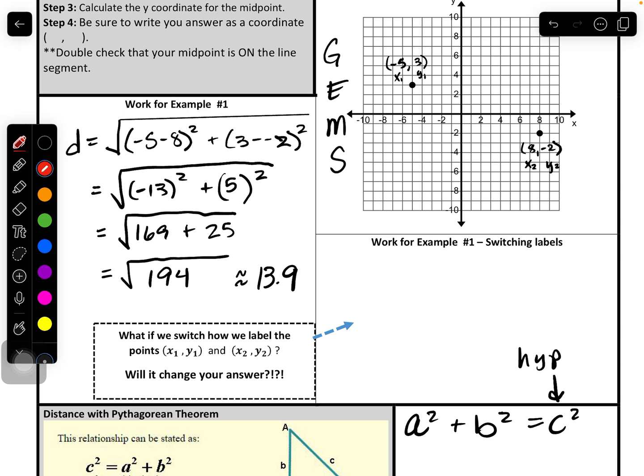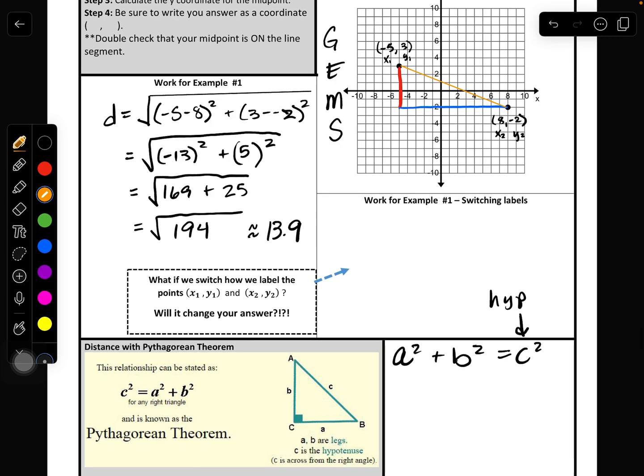Now, what we need to do then is to form a right triangle with the 2 points that we were given. So we're going to draw a line from here to here, and then across over to the second point. And then when I connect those 2 points with the diagonal line, that's the straight line distance between them. That's the 13.9. We need to figure that out based on the length of the legs. And again, order of the ordered pairs doesn't make a difference. So when I think about switching labels, which side is A, which side is B, that part is irrelevant.